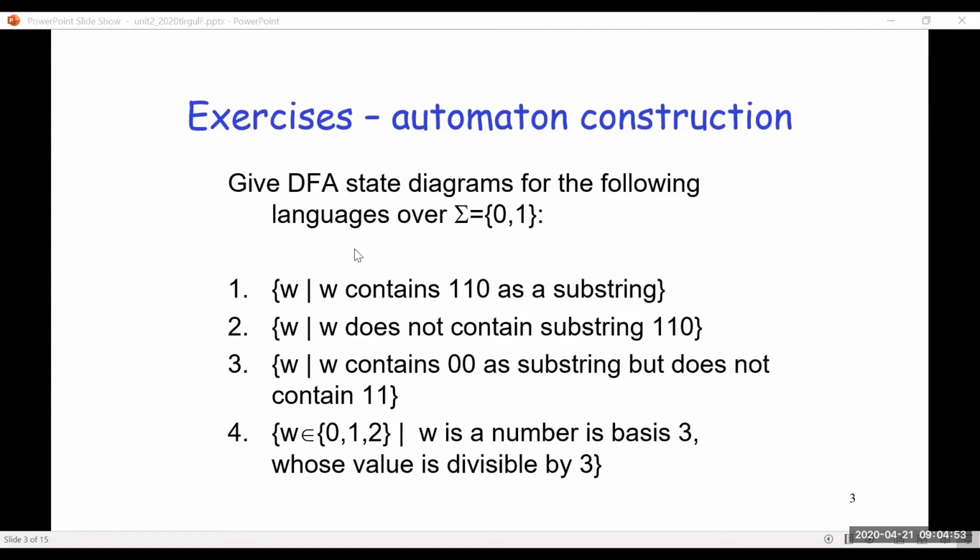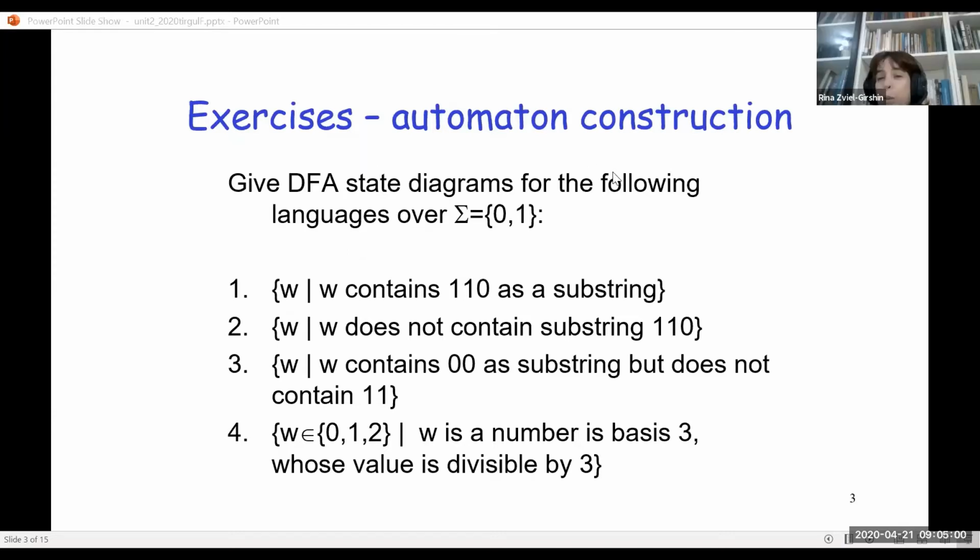So can we just replace accepting states and rejecting states? Exactly, that's what I will do in a moment. Yes. So basically, you gave the answer. I wanted you to think about it a little bit.